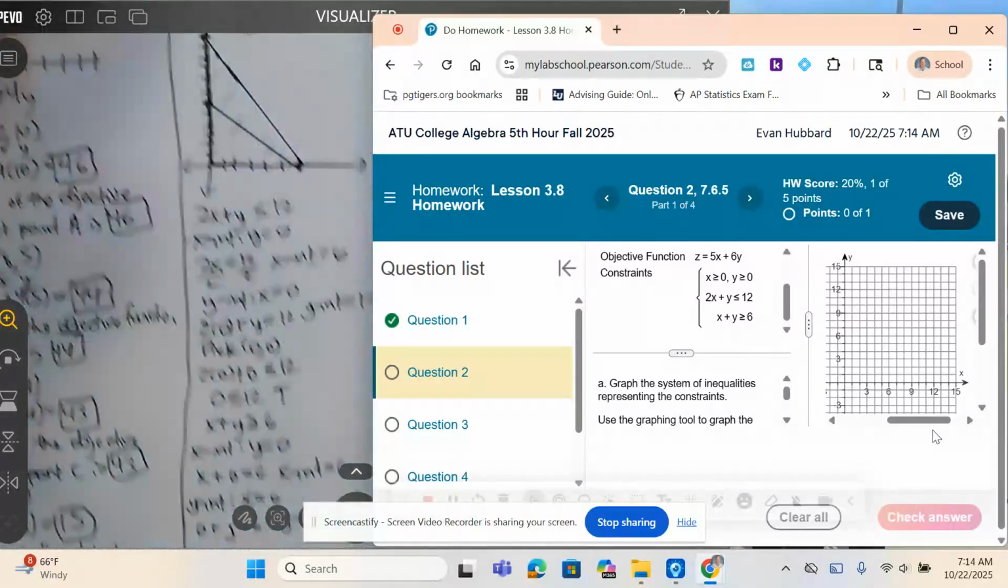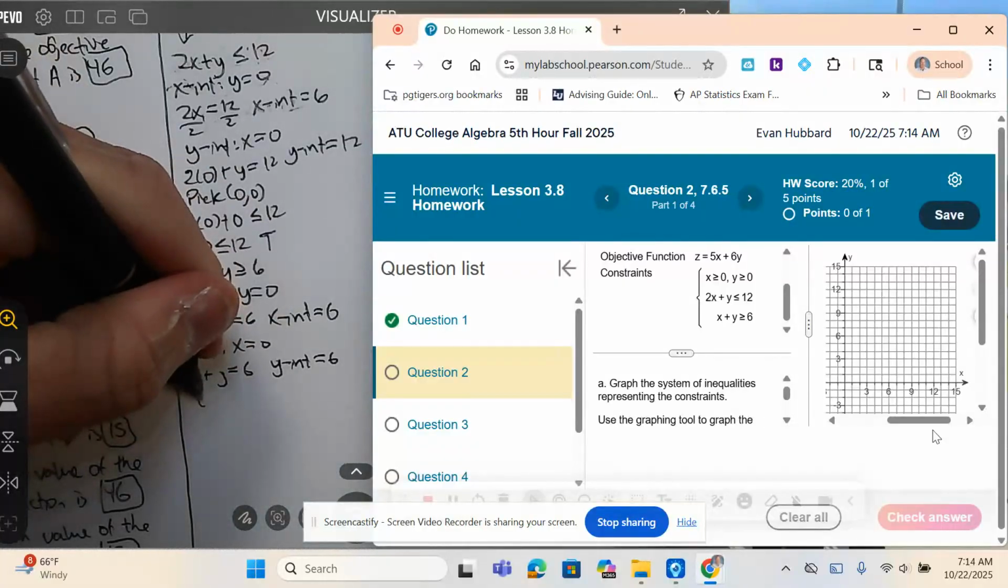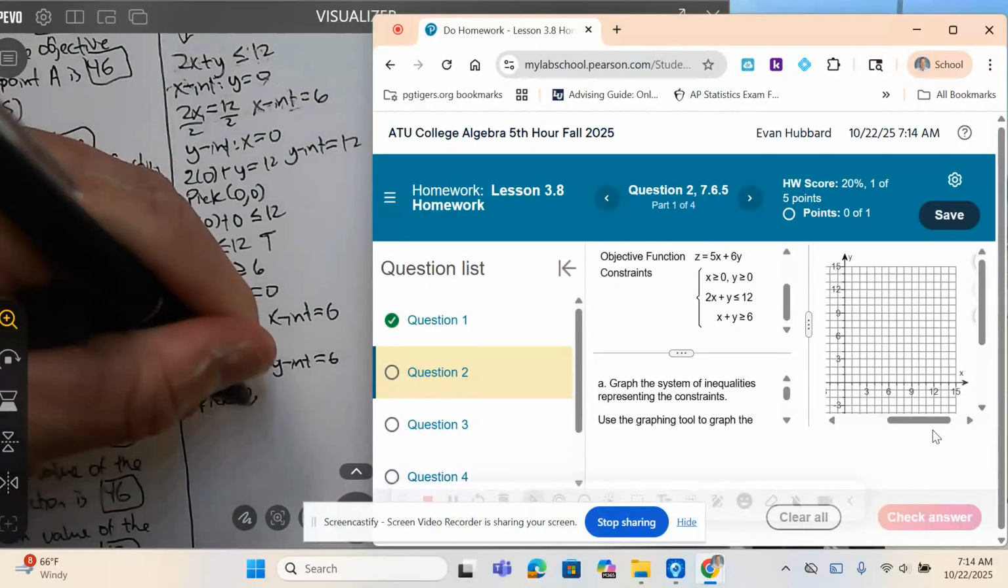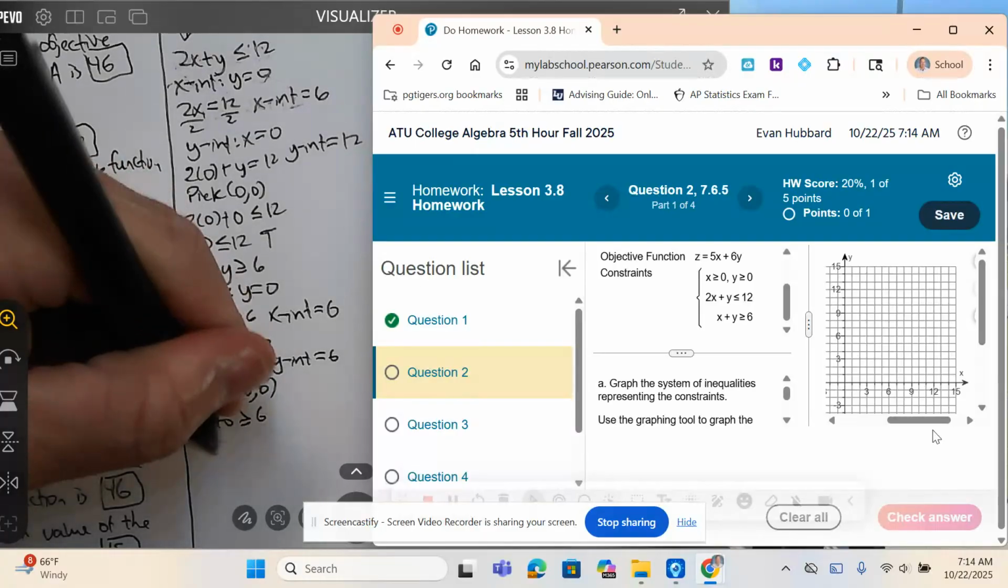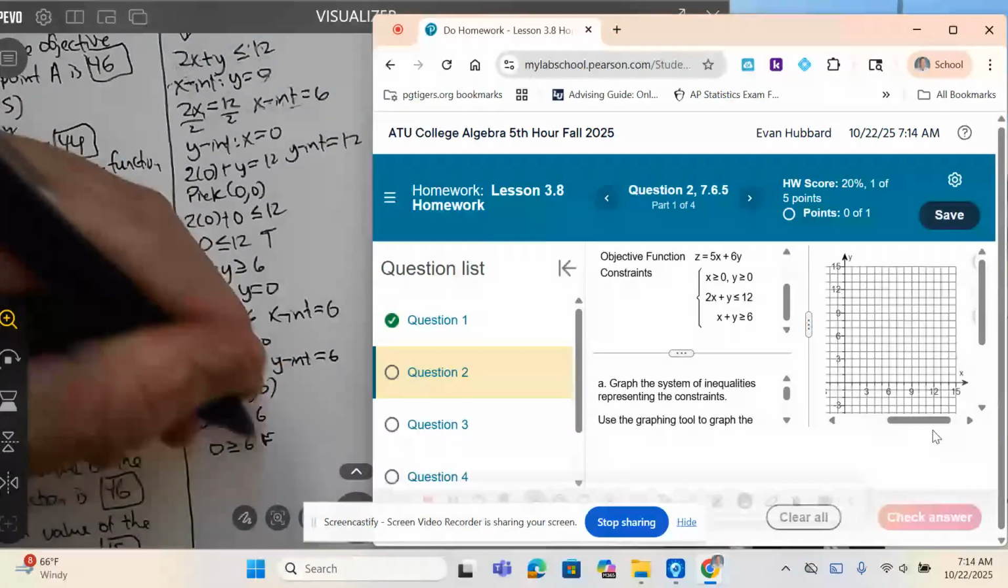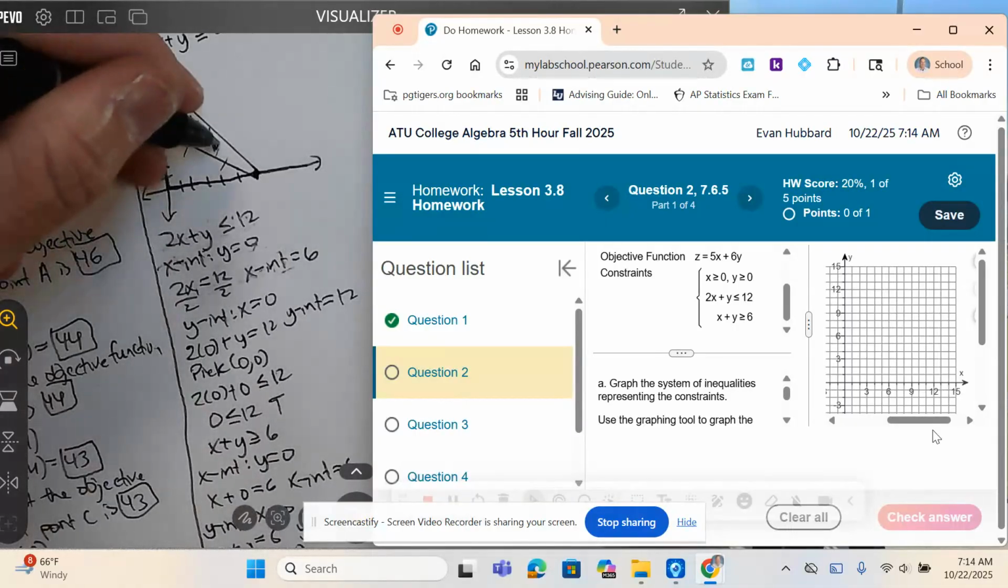Now, I'm going to look at 0, 0. So pick 0, 0. Is 0 plus 0 greater than or equal to 6? Is 0 greater than or equal to 6? That's false. So the area that's going to be shaded is going to be this region right here, okay?